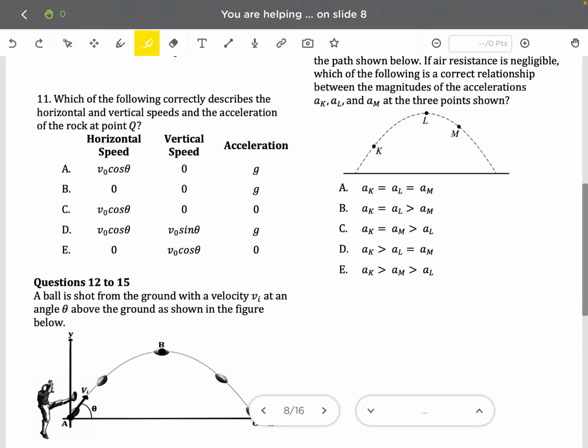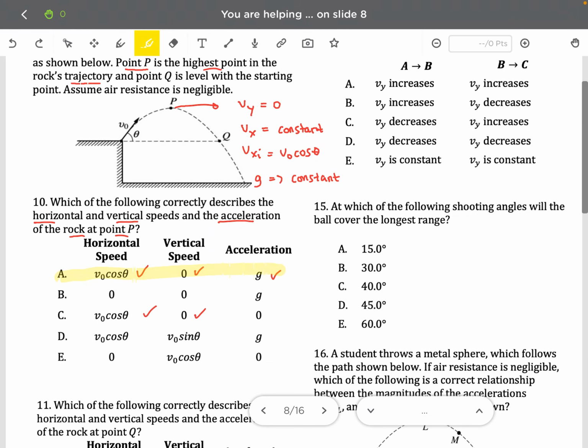Question number 11. Which of the following correctly describes the horizontal and vertical speeds and the acceleration of the rock at point Q? Now at point Q, our Vy is just equal to the negative of the Vyi, so that's negative of the Vyi, and this is equal to negative V0 sine theta.